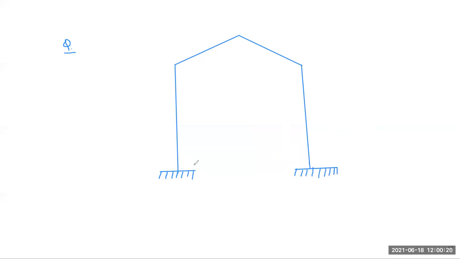So this is your joint number 1. This is joint number 2. This is joint number 3. This is joint number 4, and this is your joint number 5. Here all members are extensible, that means this member is also extensible, this member is also extensible, this member is also extensible. So basically here all members are extensible, that means all the beams and all the columns are extensible.